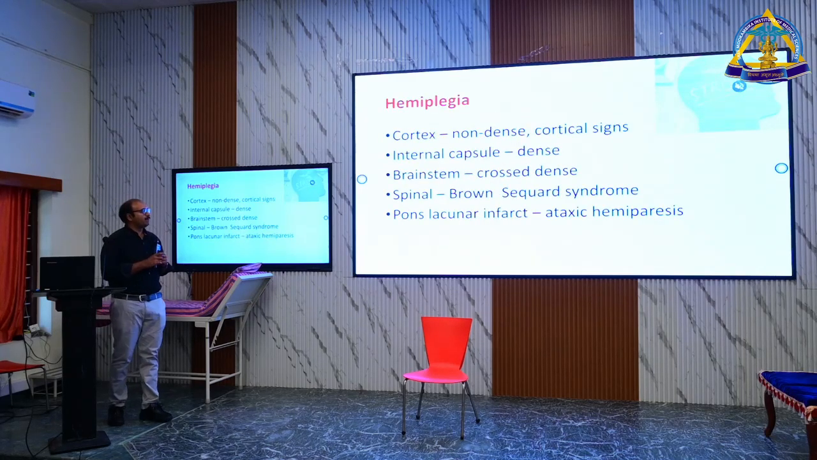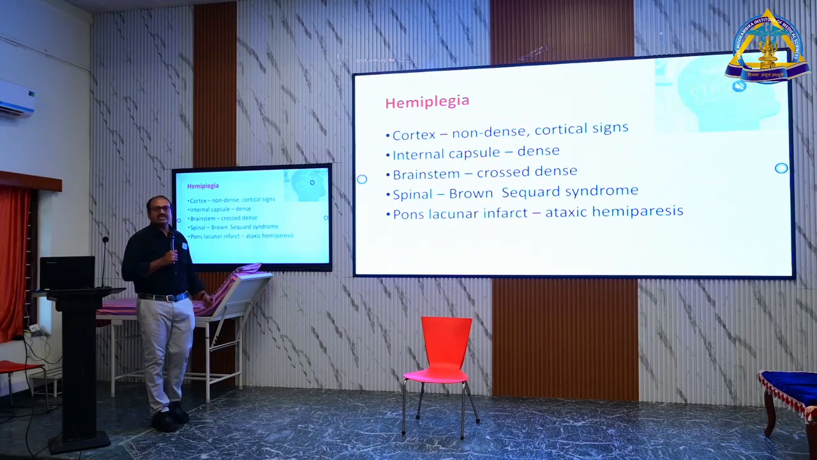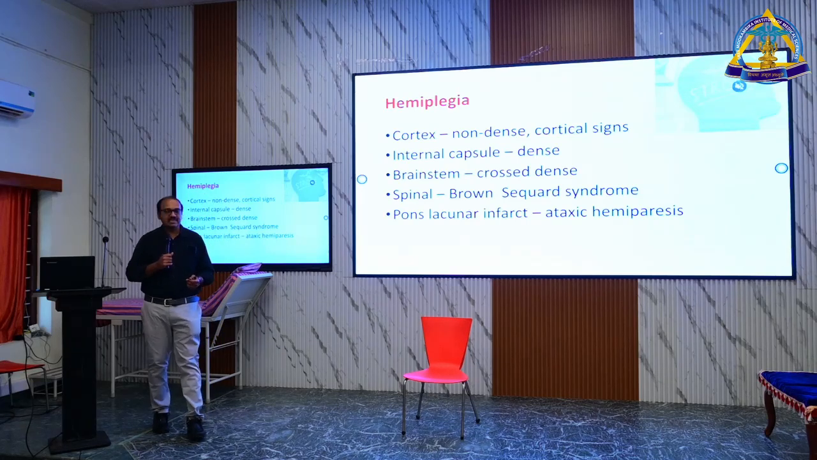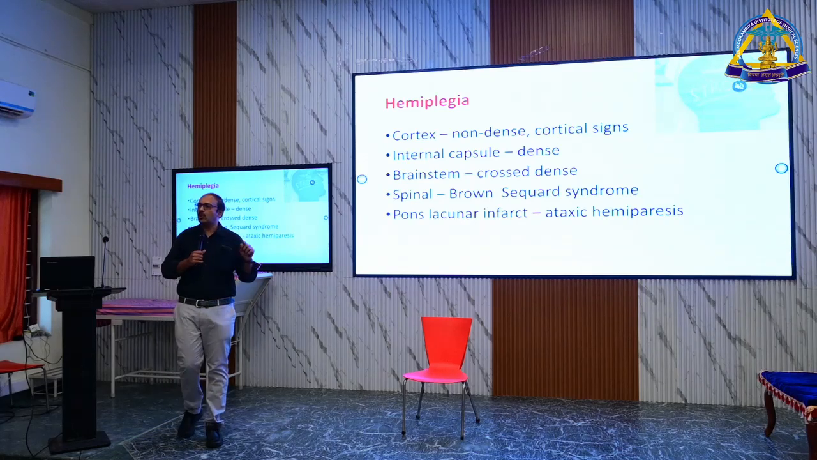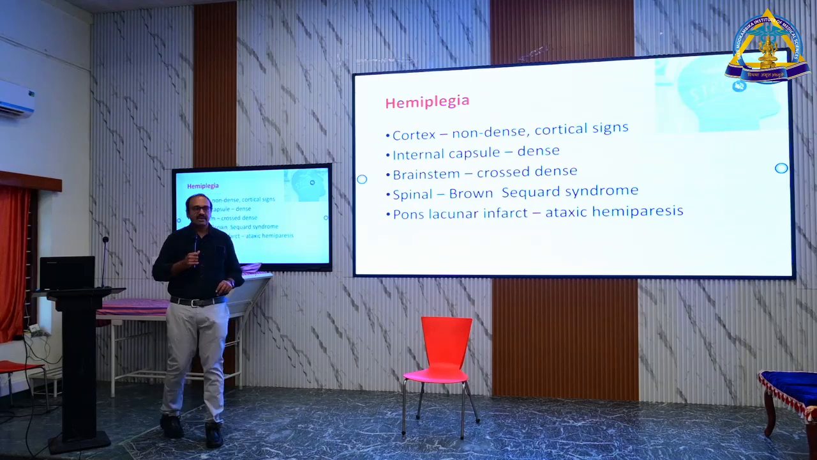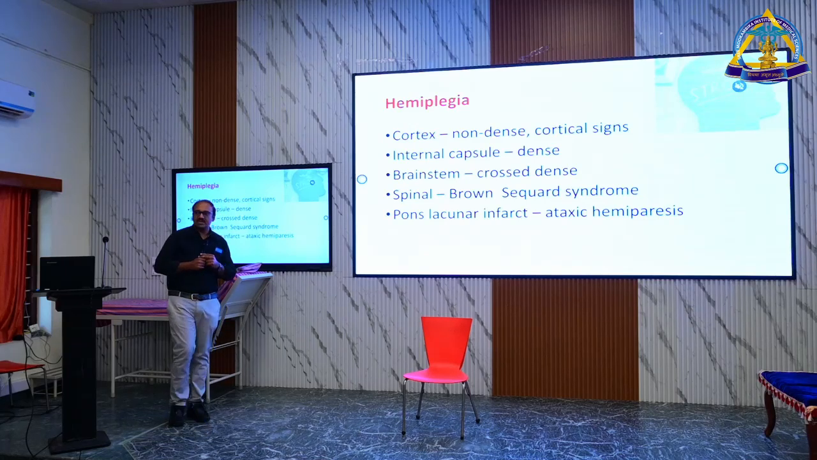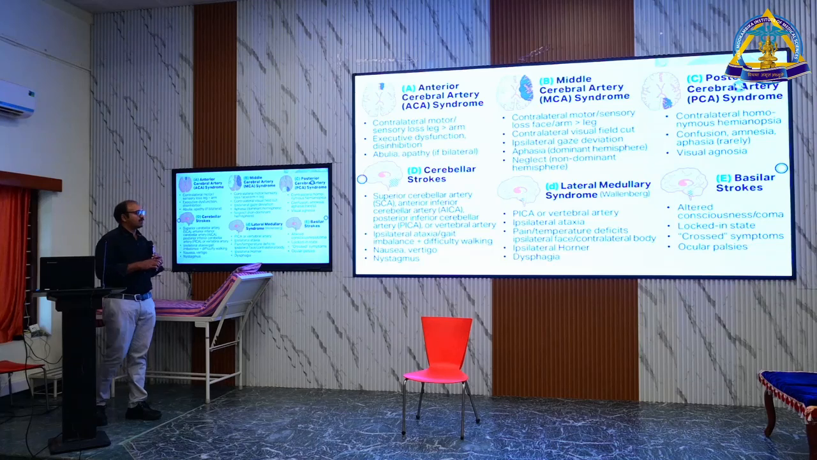So to summarize, hemiplegia can be due to the cortex. Then you look for cortical signs. Cortical signs are aphasia, anosognosia, gaze palsy, cortical sensory loss, seizure. Then it will always be non-dense. When you get a dense hemiplegia, you consider the internal capsule. The classical internal capsule lesion is called pure motor hemiplegia. It is called pure because there are no other signs. It is only hemiplegia, and it is dense. Crossed, you always consider brainstem. The Brown-Sequard we have said. Ataxic hemiparesis, you consider pons or lacunar infarct syndromes. So these are some of the slides.